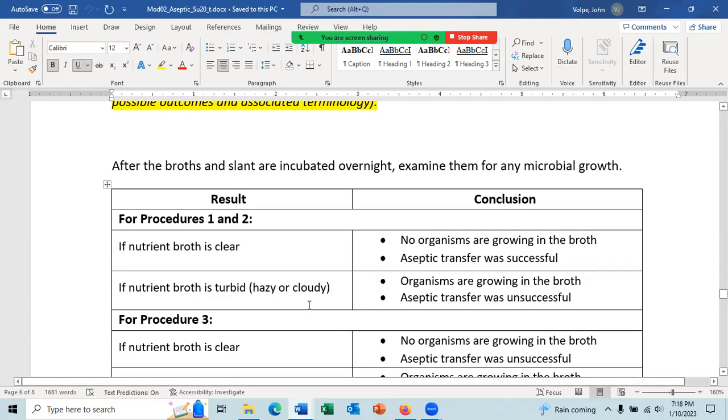And you will be asked what the results are for procedures 1 and 2 and what the conclusions are. And if you don't use the wording of the conclusion in this table, you will get it wrong, meaning you do need to state whether organisms are growing or not and whether aseptic transfer was successful or not.